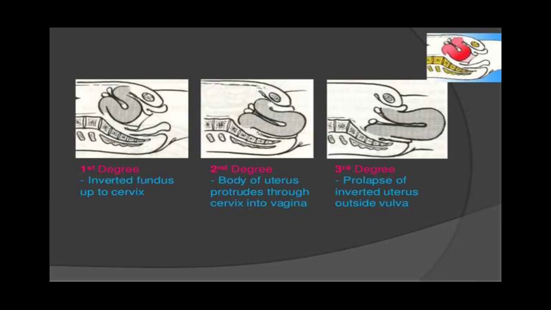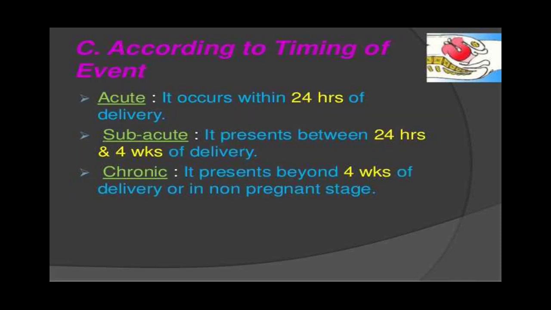See here, first degree: inverted fundus up to the cervix. Second stage: the body of the fundus is produced through the cervix into the vagina, it started coming out. In the third stage, it totally came out through the vagina. These are the three stages. So next is according to the timing of events. Here there are three types: acute, subacute and chronic. Acute means it occurs within 24 hours of delivery.